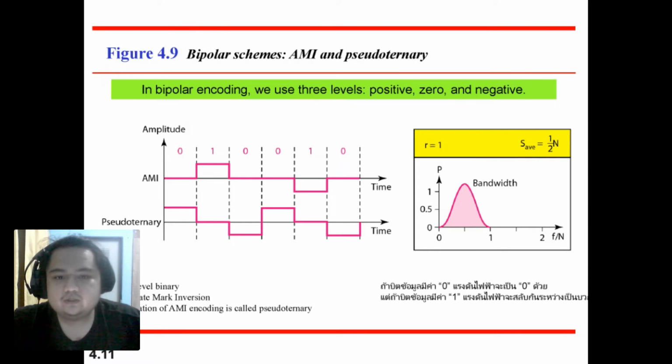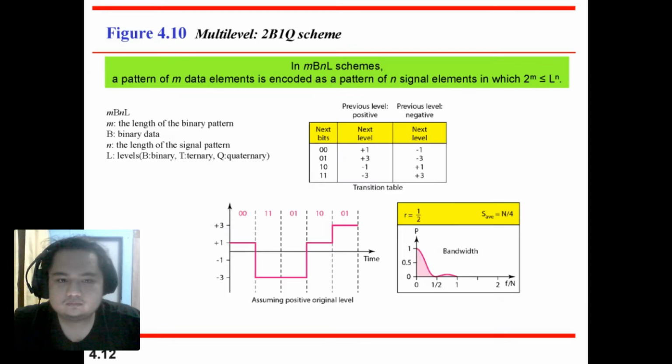In bipolar encoding, we use three levels: positive, zero, and negative. And you can see in this picture. Multilevel: the mB/nL scheme. In mB/nL, the pattern of m data elements is encoded as the pattern of n signal elements, where 2 to the power m is less than L to the power n. So you can see in this picture.